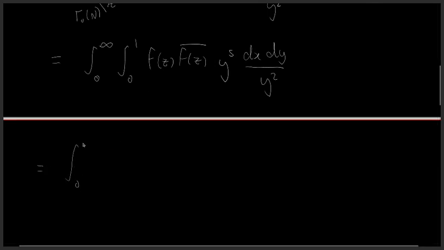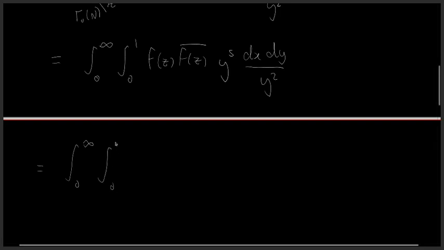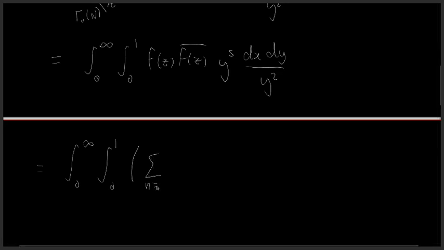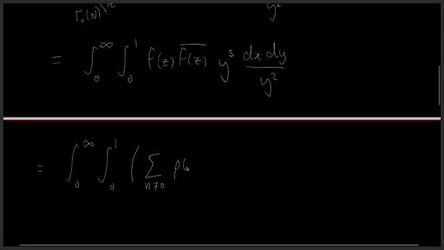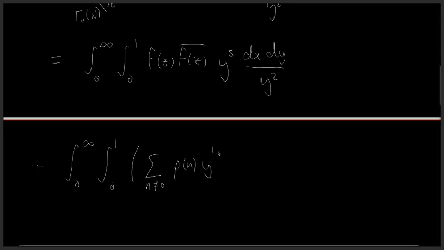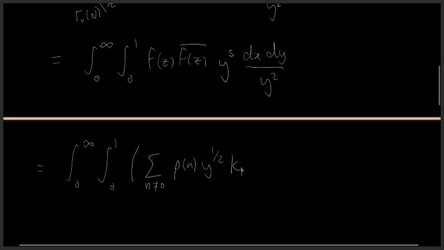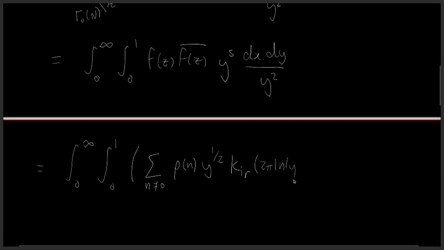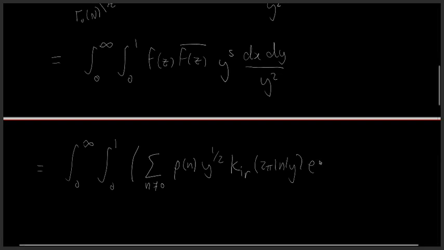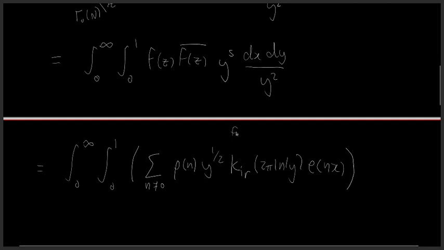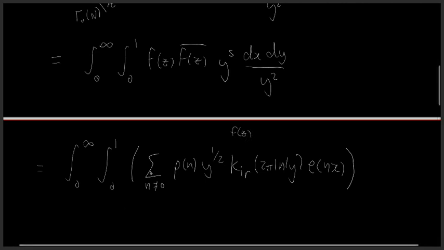Again, the integral y goes from 0 to infinity, integral x goes from 0 to 1, and then here I'll write this one, n not equals 0, rho of n, y to the 1/2 K_{iR}, 2 pi n y, and I'm just going to write e(nx) as shorthand for e to the 2 pi i nx. So this whole thing is f of z. And then we have our f of z bar that we need to write.